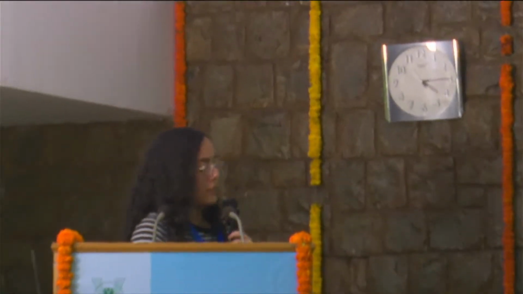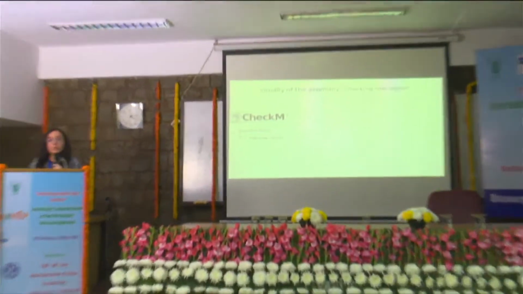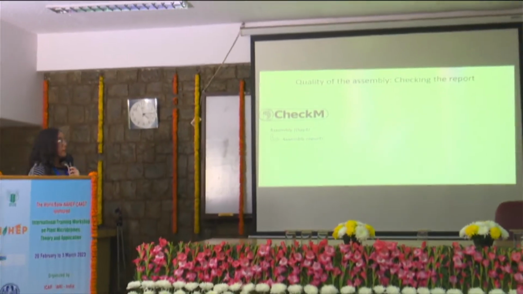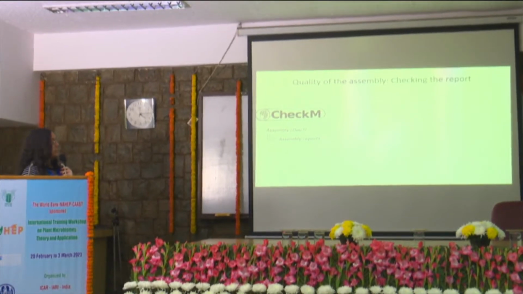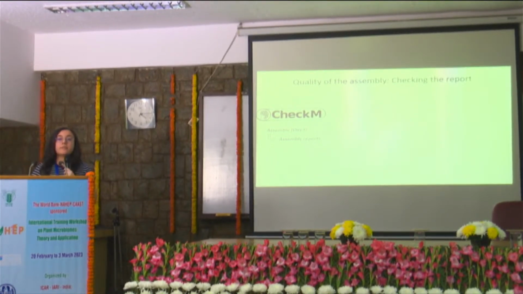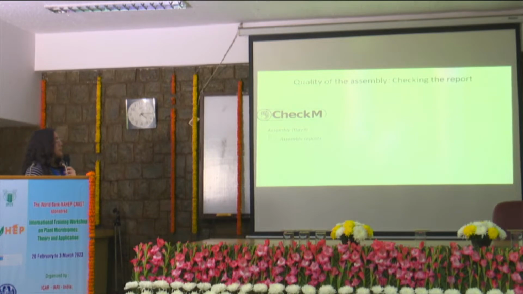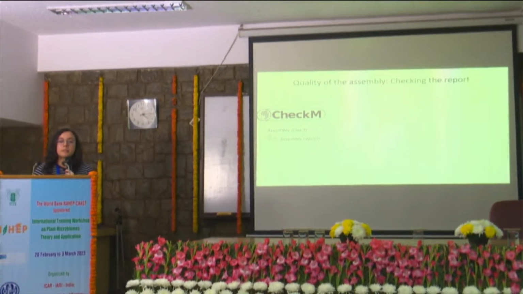So that was contiguity, and then we come to completeness. And now also in your folder, in assembly reports, there is one file that is called checkm output. It's one CSV file, and it's only one table. So let's open that one and let me know when you're done.